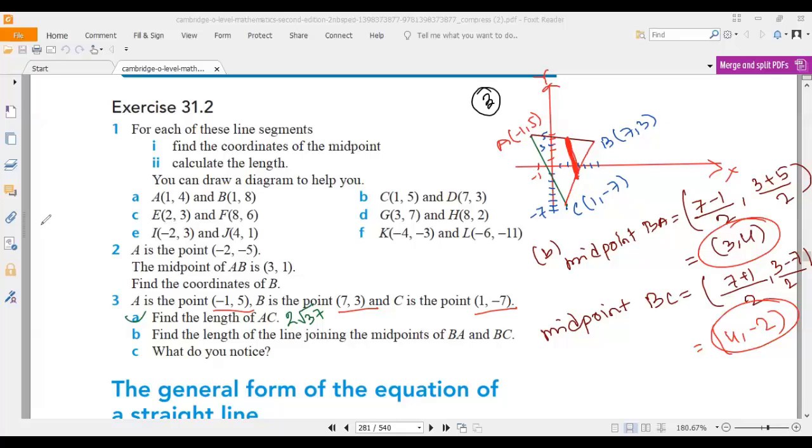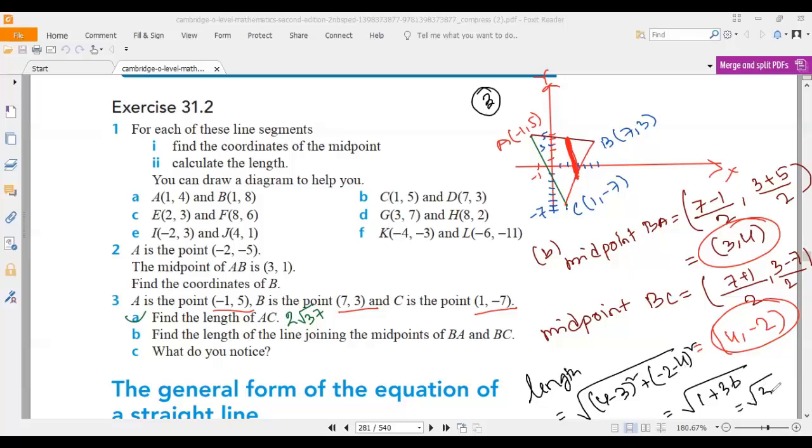So how can you solve it? Now we need to find out the distance or length. Square root of (y1 minus y2) whole square plus (x1 minus x2) whole square. So 4 minus 3, that will be 1. 1 square is 1, plus (4 plus 2) is 6, 6 square, that will be 36. That is root over 37. So for B, the answer will be root over 37.